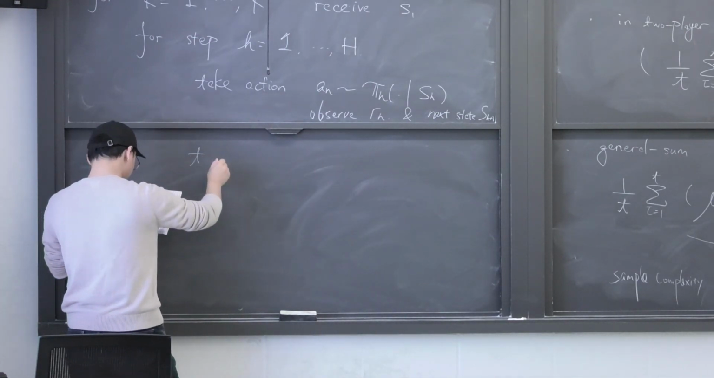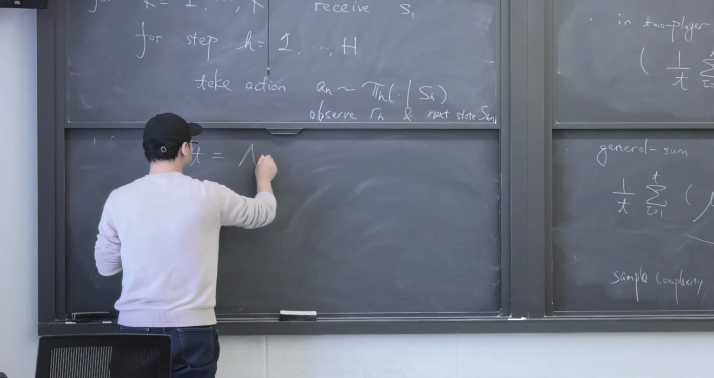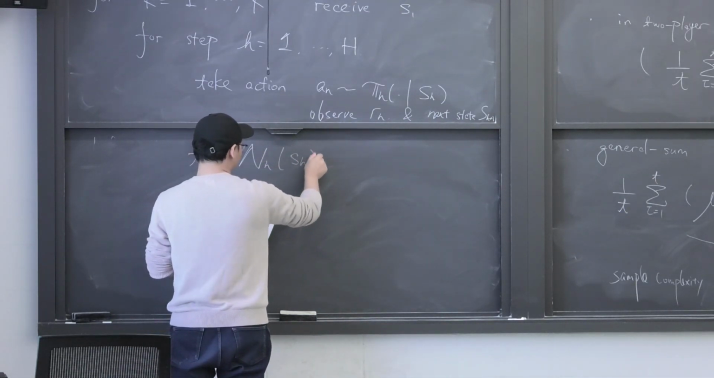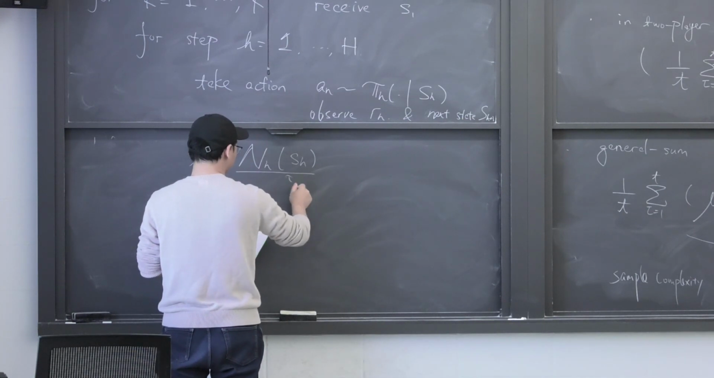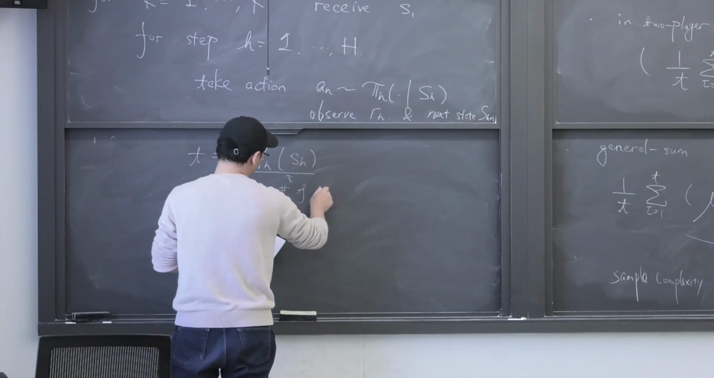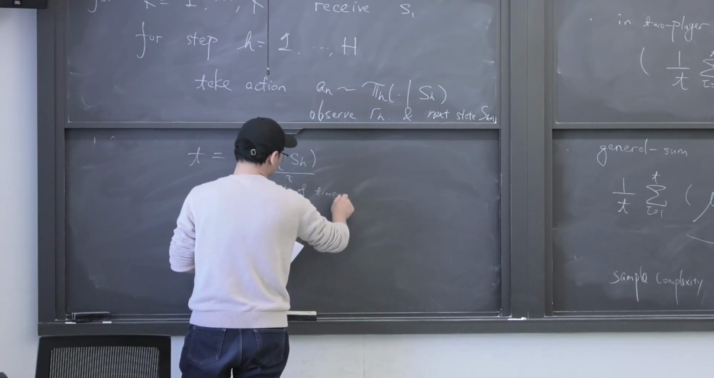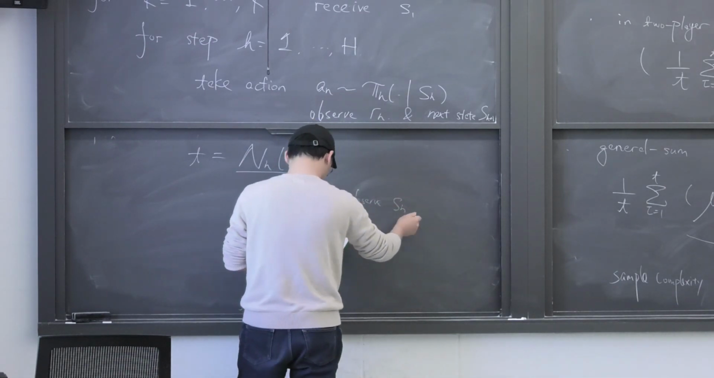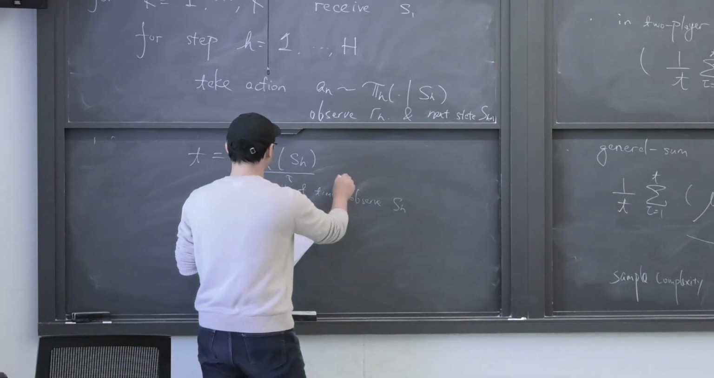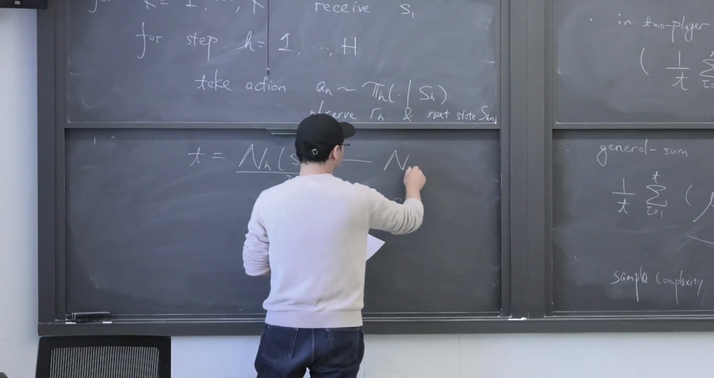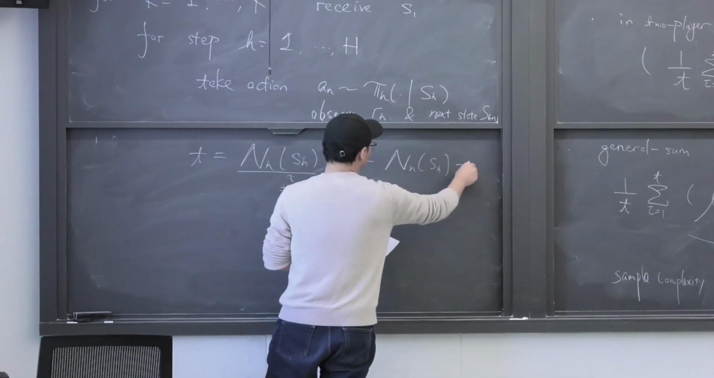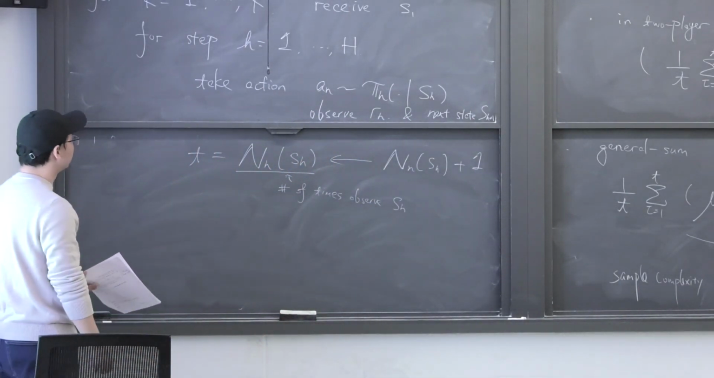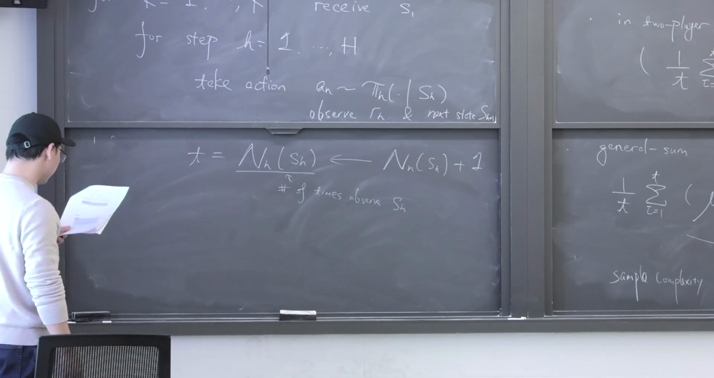And we add a count. That is, this Nh is the number of times we observe sh. We set the count plus 1 because we newly observe the state sh.